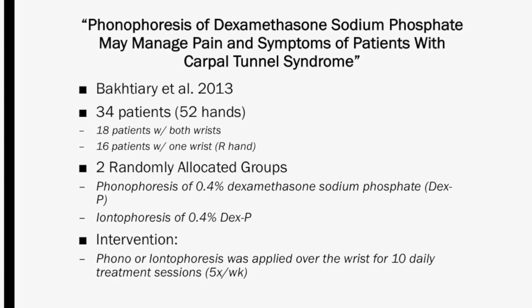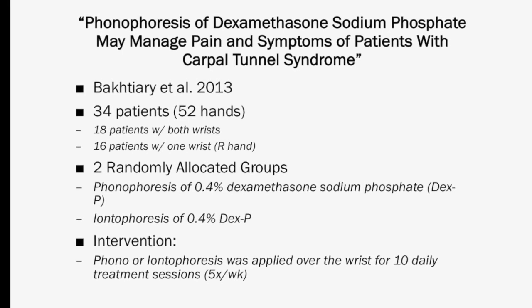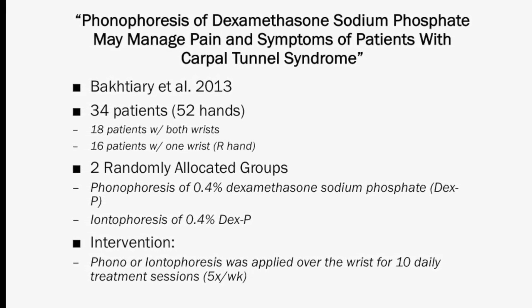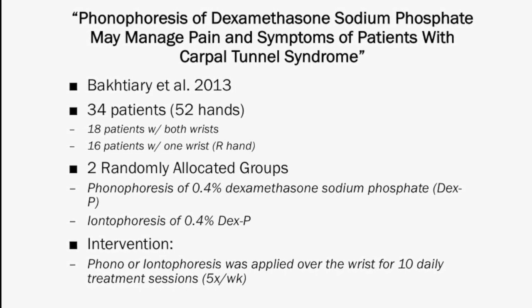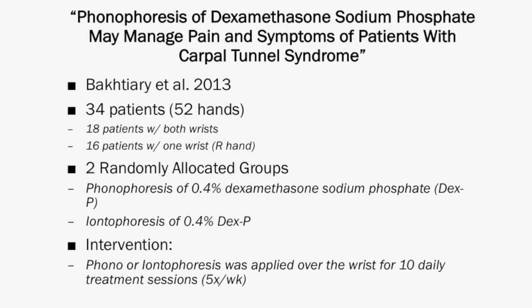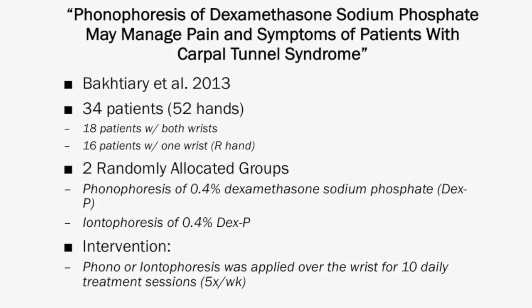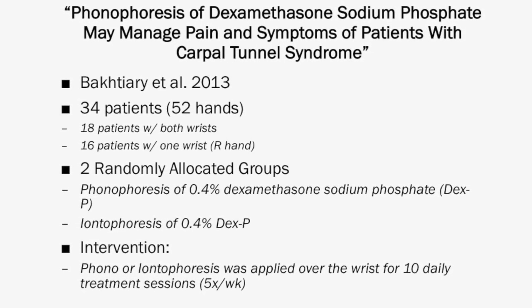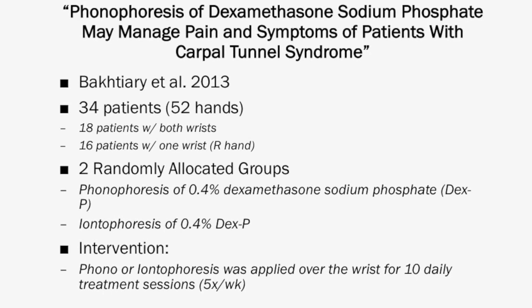This study consisted of 34 patients and 52 hands in total. 18 of these patients had carpal tunnel syndrome in both wrists, while 16 patients had only carpal tunnel syndrome in one wrist. All patients in the study were right hand dominant. These patients were then randomly allocated to two different groups. One group received phonophoresis of 0.4% dexamethasone sodium phosphate, otherwise known as DexP, and the other group received iontophoresis with the same prescription of DexP.